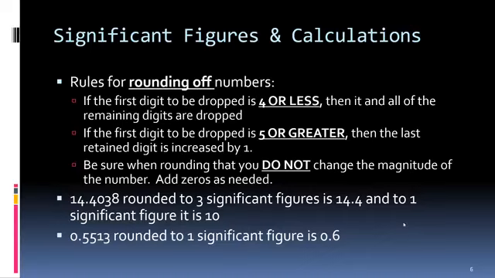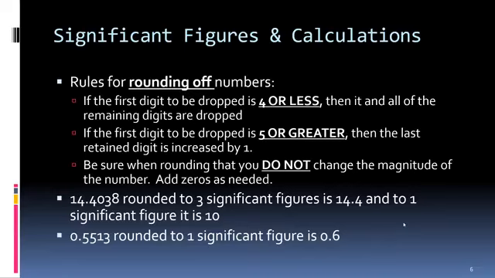If the first digit to be dropped when you are rounding off a number is 4 or less, then it and all remaining digits are dropped. If the first digit, however, is 5 or greater, then the last retained digit is increased by 1. In either case, it is critical that when dropping digits, you do not change the magnitude of the number.